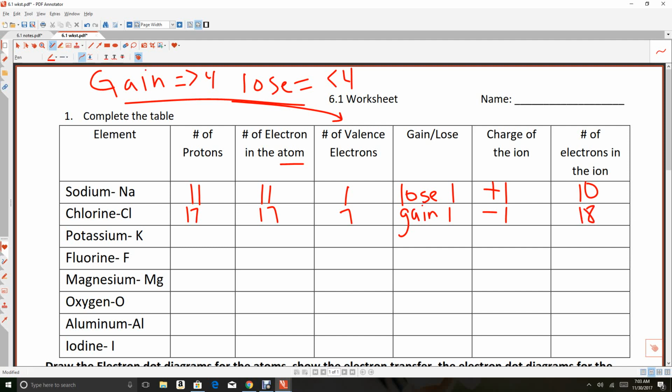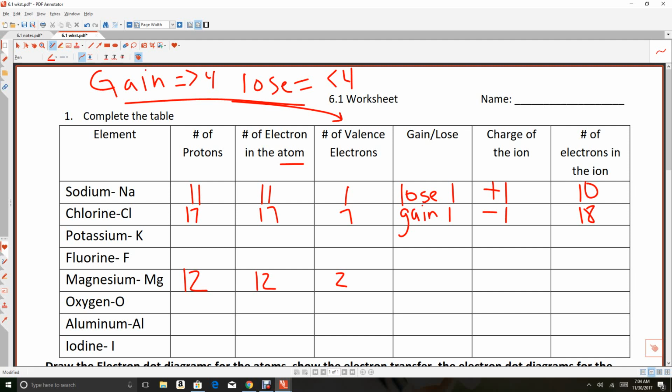Okay, I'm going to just do magnesium so you could see one that's not +1 or -1, just so you have an idea. And then I'll talk about the bottom half. So magnesium has 12 protons. Okay, it also has 12 electrons. Okay, so if it's in group 2, it should have 2 valence electrons. Remember group number for valence electrons.